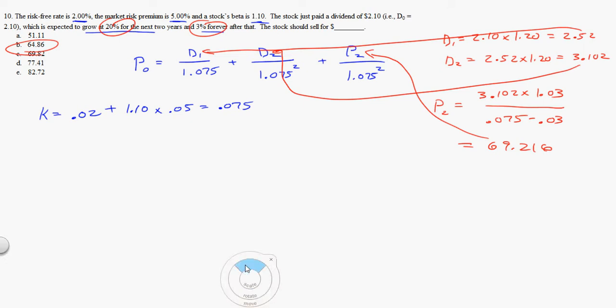64.81. All right, those are all the problems, but let me give you just a little bit of a review from 3300. Here are the main things you need. You need to know how to price bonds. The price of any financial asset is the present value of the future cash flows. So bonds are going to look in general like this.